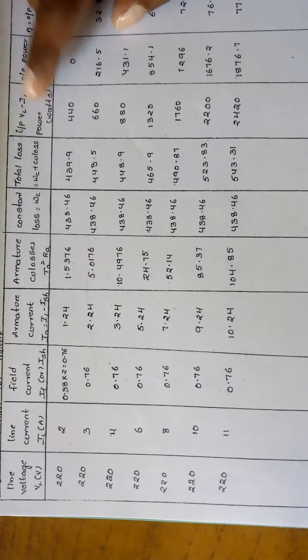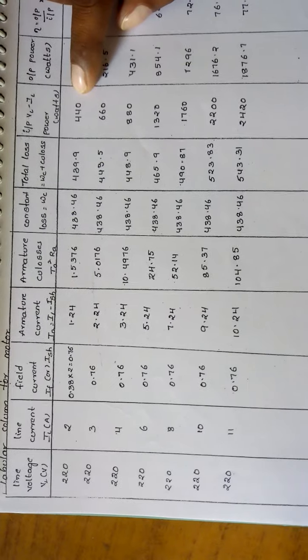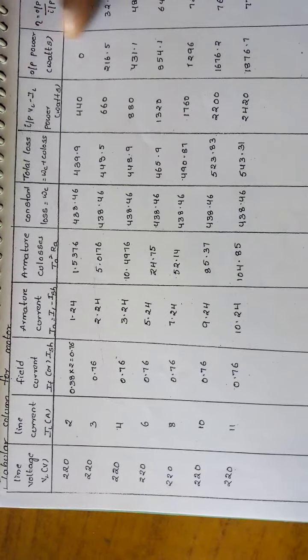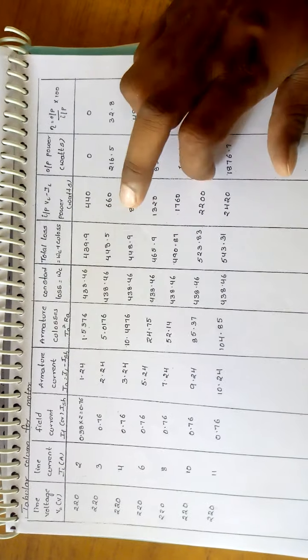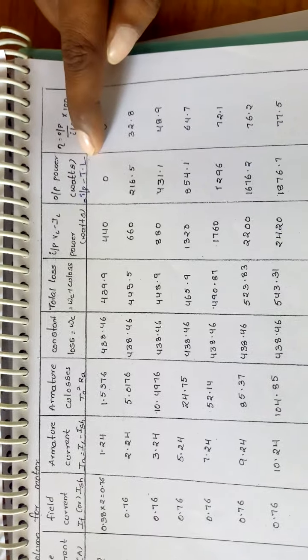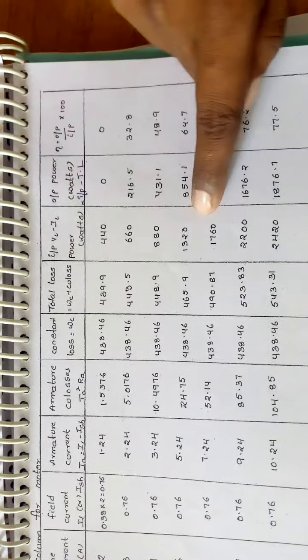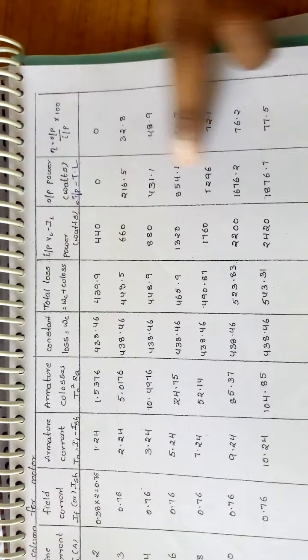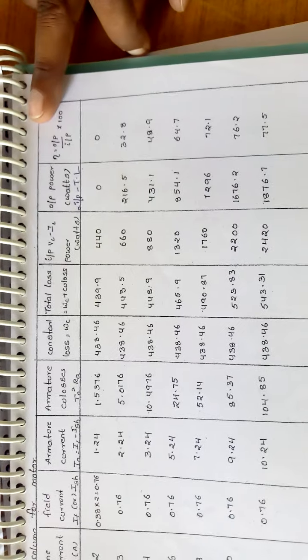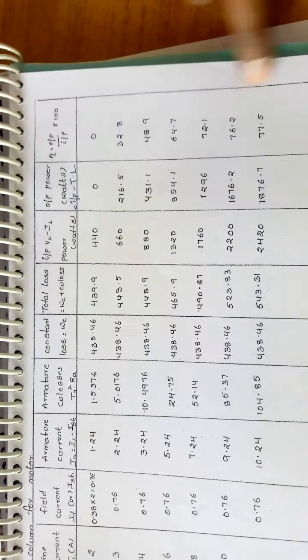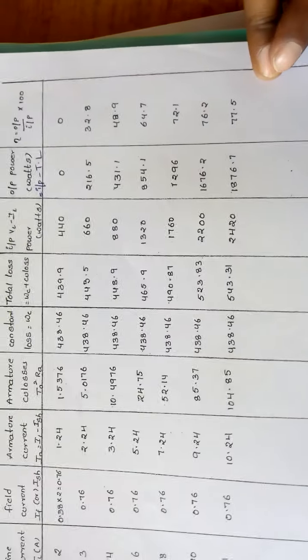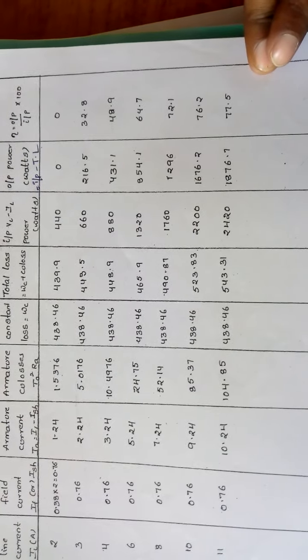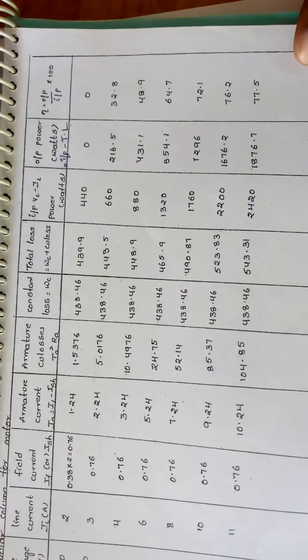Next is input power, VL into IL. If you multiply VL with IL, you are going to get the input power. Output power is this one. The output power formula is input minus total losses. So this is input and this is total losses. If you subtract total losses from input, you are going to get these readings. Next is efficiency, output by input into 100. Here also we are going to get these values, and this value should not exceed 100. Why? Because 100 is the maximum value. We should not get more than 100.